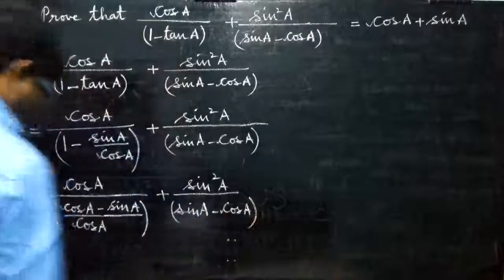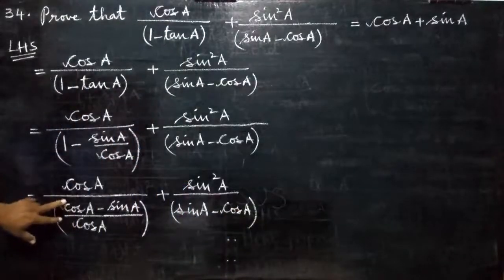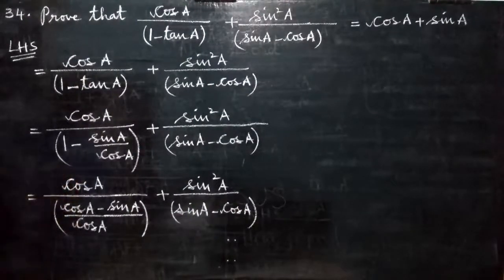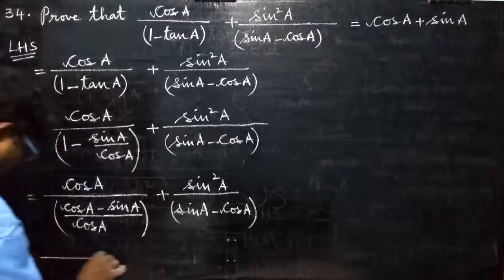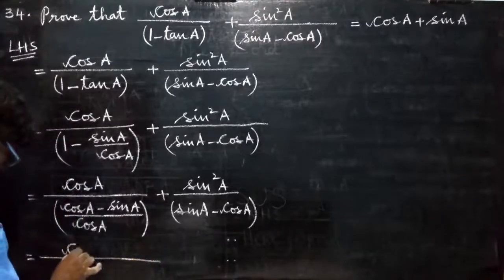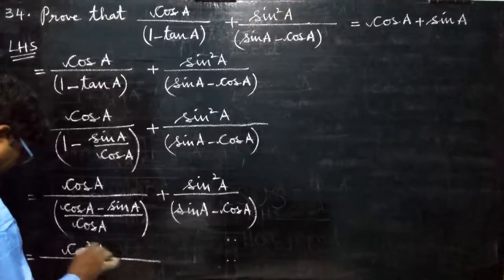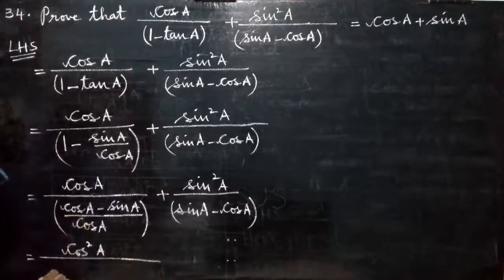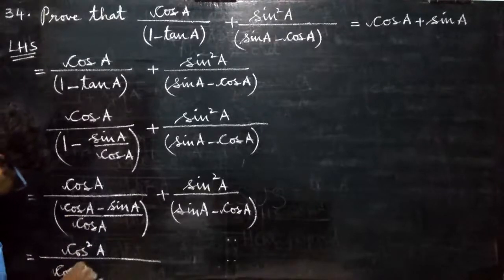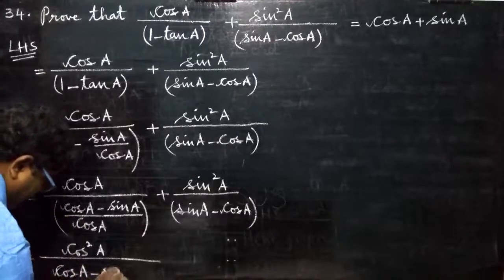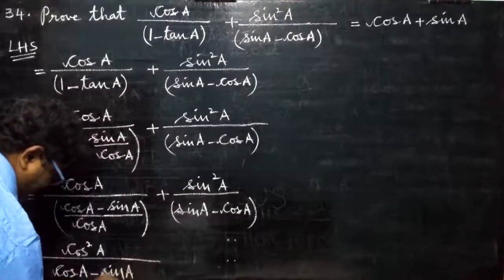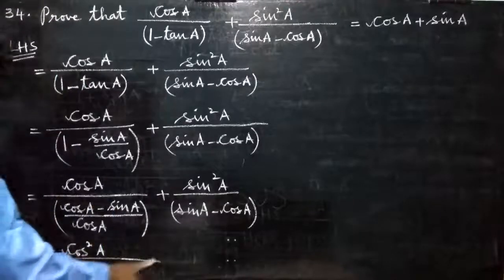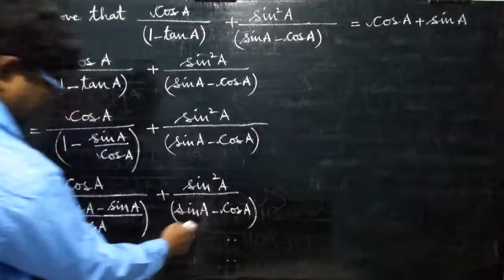Now reciprocal: whenever a fraction is there in the denominator, it becomes reciprocal. So cos A goes to cos A into cos A, cos square A. Next, cos A minus sin A as the denominator, it will be in the denominator only. Now here you see cos A minus sin A is there. Here sin A minus cos A is there. Make it reverse.